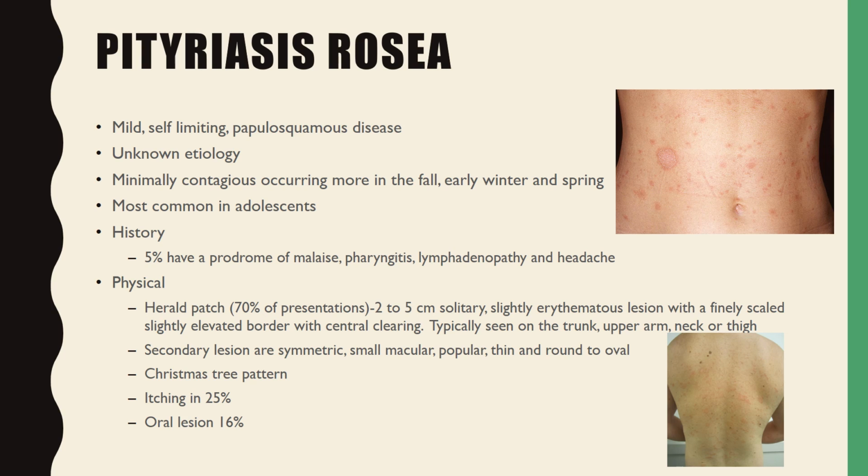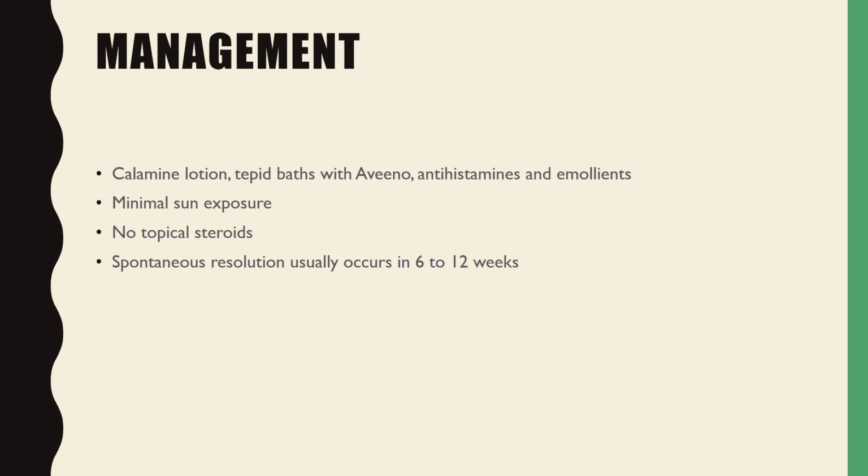And then your secondary lesions are symmetric, small, macular, papular, thin, and round to oval. And a lot of times you'll see this in a Christmas tree pattern. If you think about the spine as the center of the Christmas tree, and then it spreads out looking like a Christmas tree. Itching is present in about 25% of patients, and about 16% of them have an oral lesion.